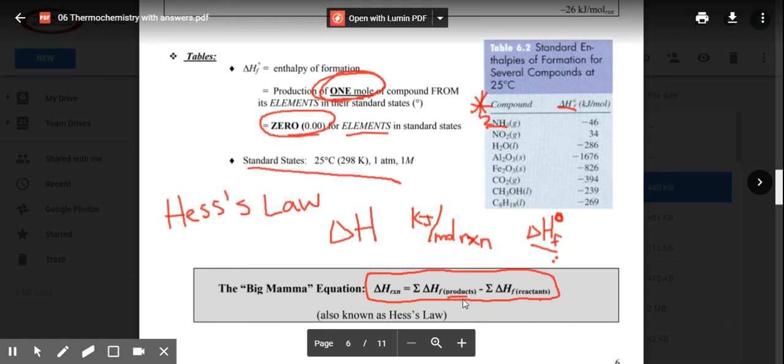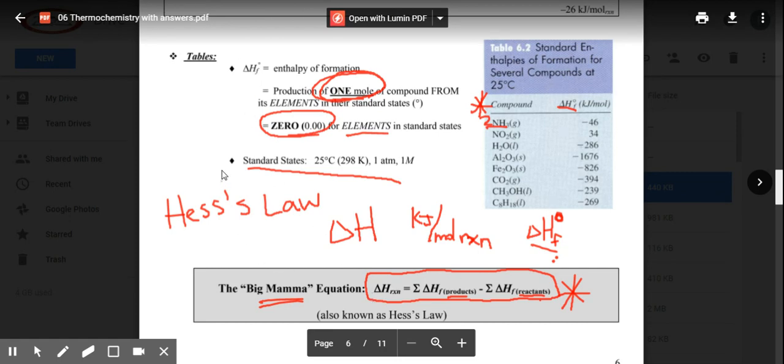So pay attention to the fact that this is products minus reactants. Later on, we're going to talk about an equation that's actually opposite of this. This equation is on your equation sheet, so you don't have to memorize it. You just have to know where to locate it on your equation sheet. The technical name for this is Hess's Law. You'll see in the note packet that it is known as the Big Mama equation, because I can use this equation for delta H, delta S, and also delta G, and we'll learn that a little bit later on.